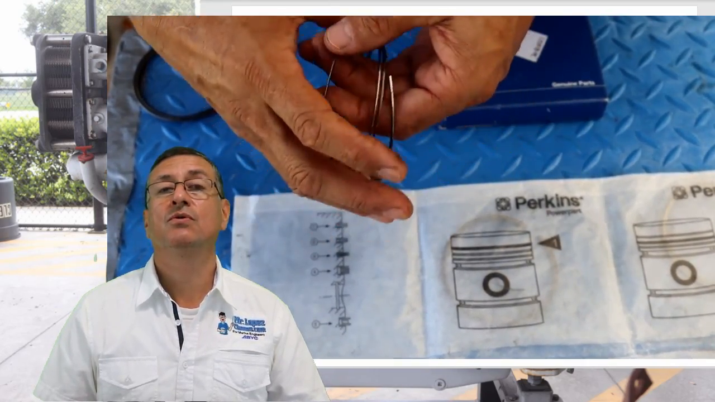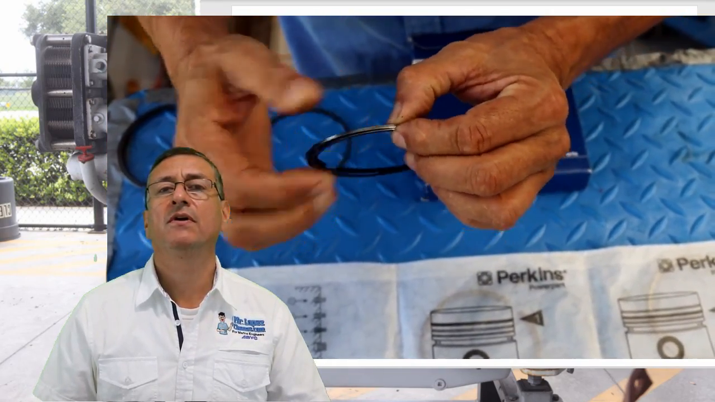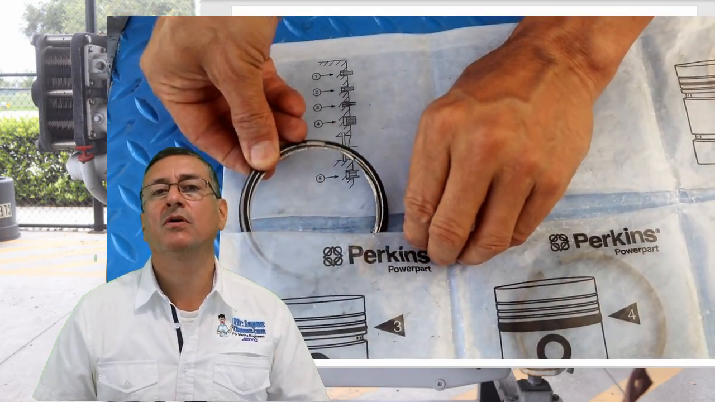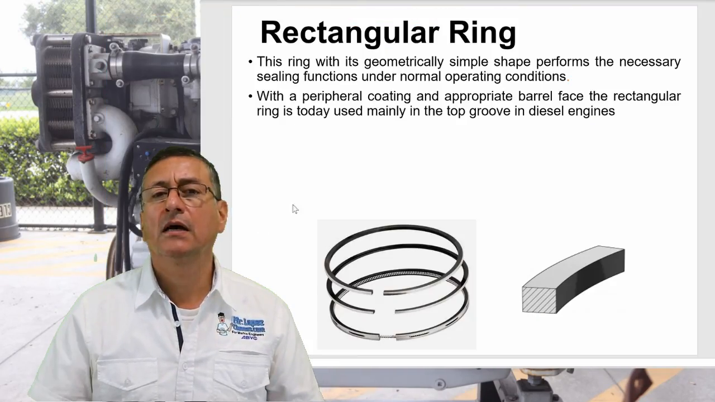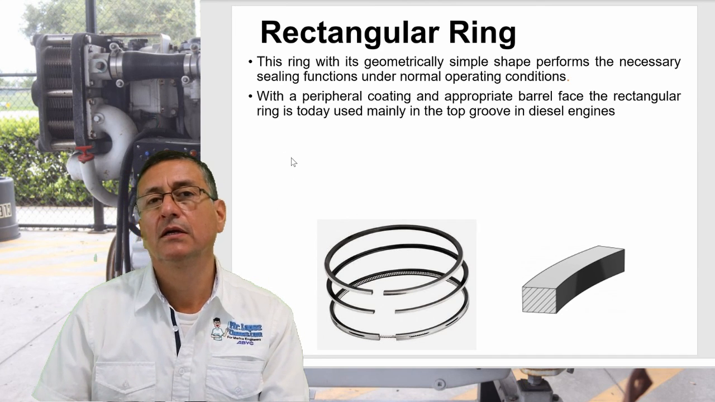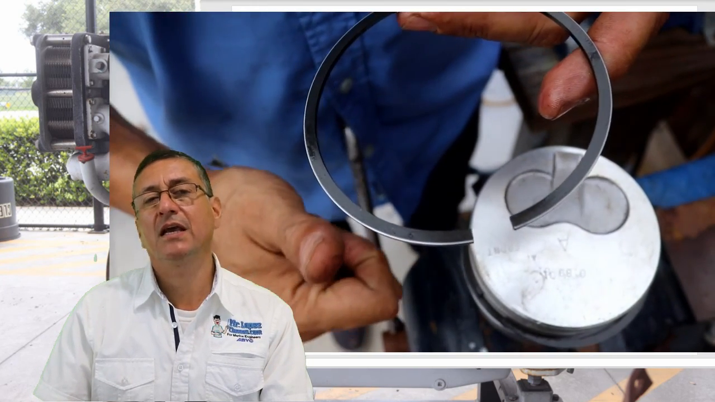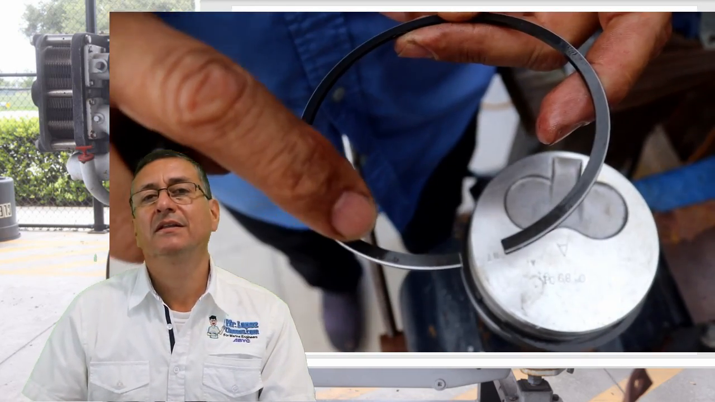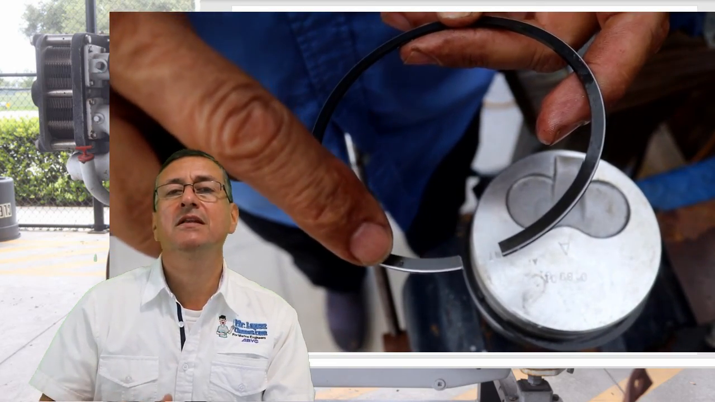Those are the original piston rings. This is the envelope with the 5 piston rings, and this is the common type of piston rings for Perkins engines. There are different shapes for the piston rings. The most common is the rectangular. The majority of the piston rings have a dot indicating that this is the face up. The piston ring should be installed with the dot facing up.